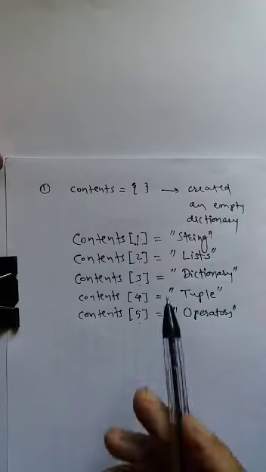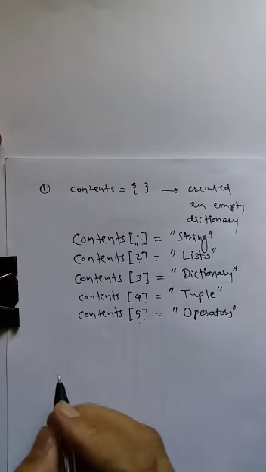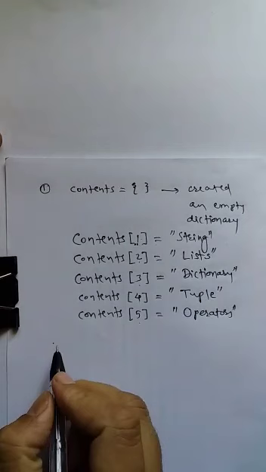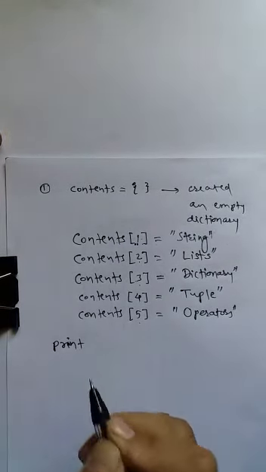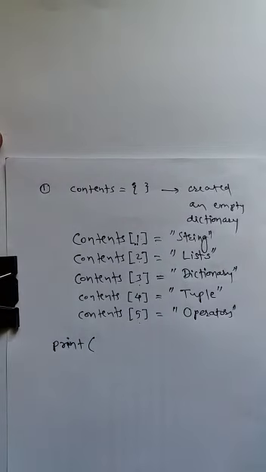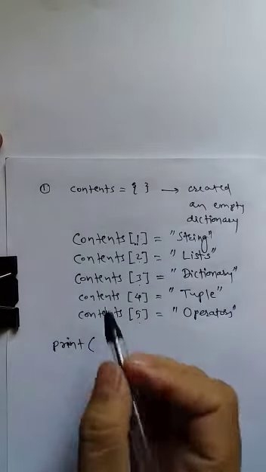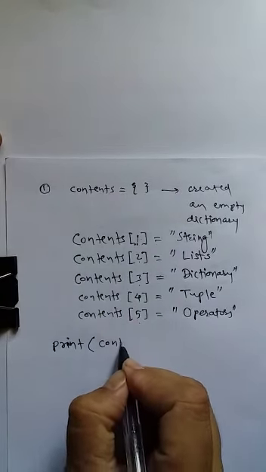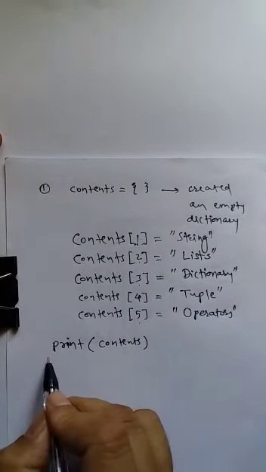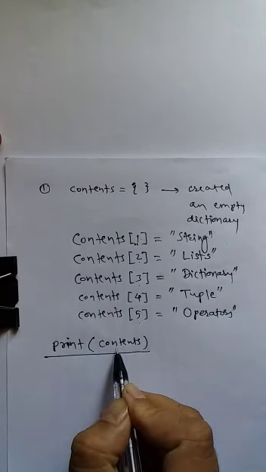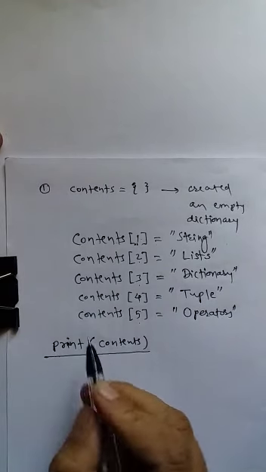Now after writing these contents, if I would like to see my dictionary, what can I do? We have seen that the print statement is used to print the contents of a dictionary. To display the output on the console we are using the print statement. So if I write print, and this is the name of the dictionary, contents, what will it print?